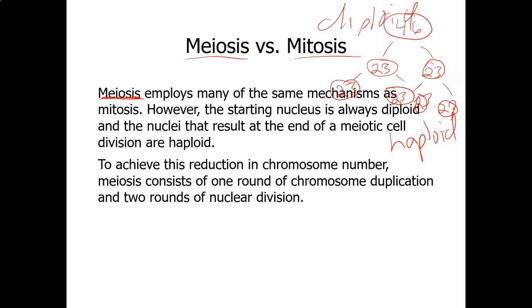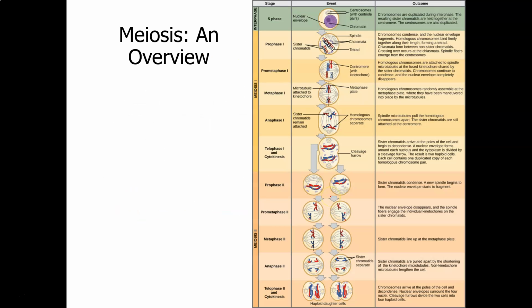To achieve this reduction in chromosome number, meiosis consists of 1 round of chromosome duplication, just like mitosis, and 2 rounds of nuclear division. And this is how it works. We start out with an S phase, which is when the DNA is replicated. So it's always replicated at the beginning of meiosis. And then we have 2 divisions. So the first prophase is called prophase 1. In prophase 1, the same things happen as in prophase of mitosis. The nuclear envelope and the nucleolus disappear. The spindle begins to form. The chromatin condenses into chromosomes.